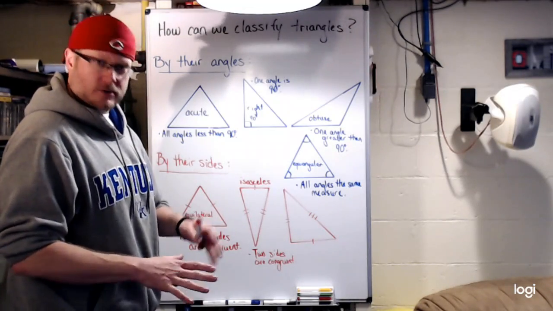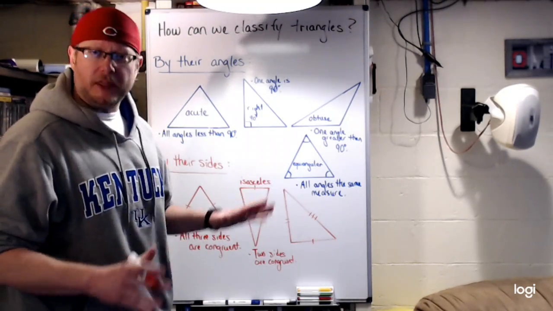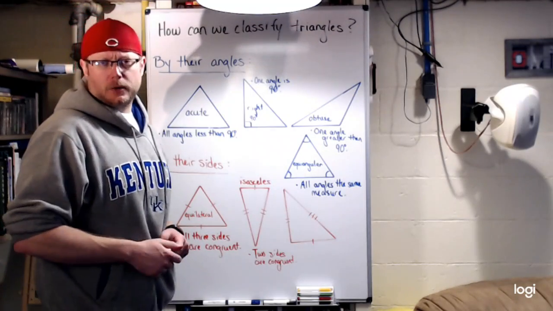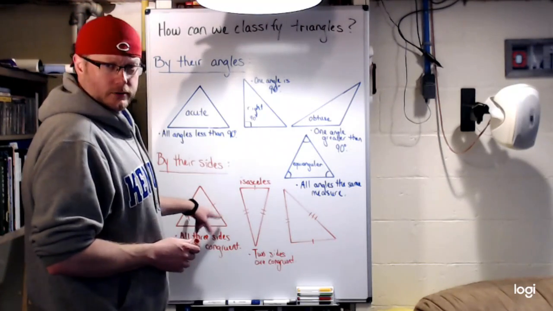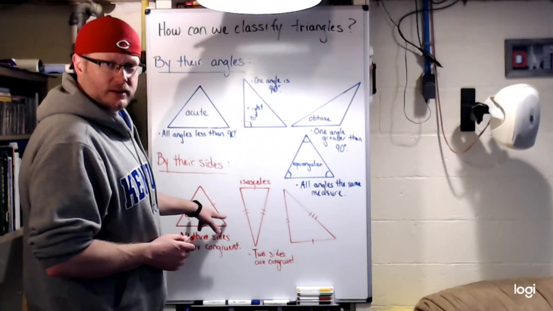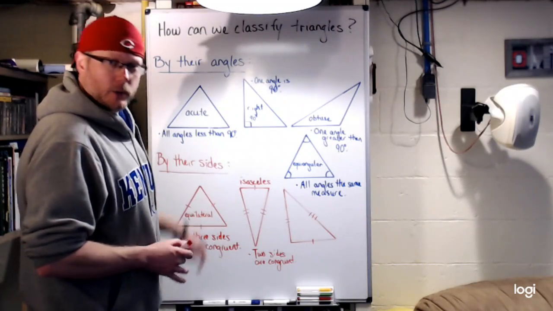I know you probably just went cross-eyed on that one, so don't think about it too much, but it's just a fact that I wanted to give you. All equilateral triangles are also isosceles, but not all isosceles are equilateral.